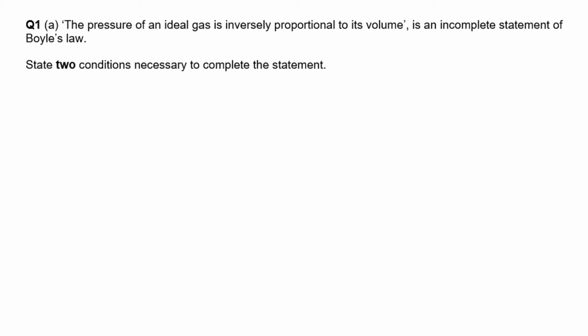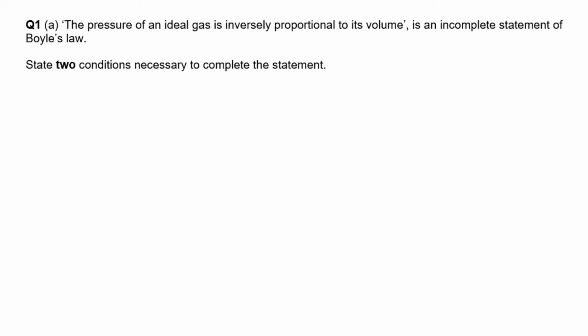So the first thing we've got here, the first question says the pressure of an ideal gas is inversely proportional to its volume, and that is an incomplete statement of Boyle's law. What two conditions are necessary to complete the statement of Boyle's law?